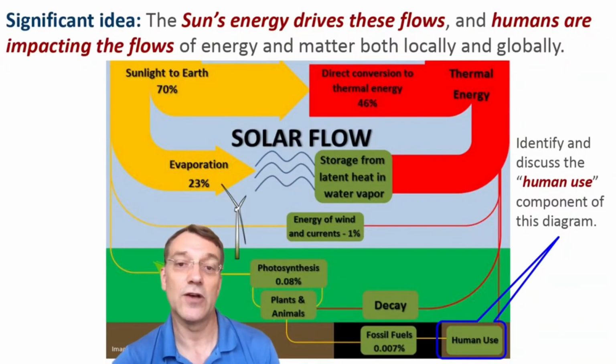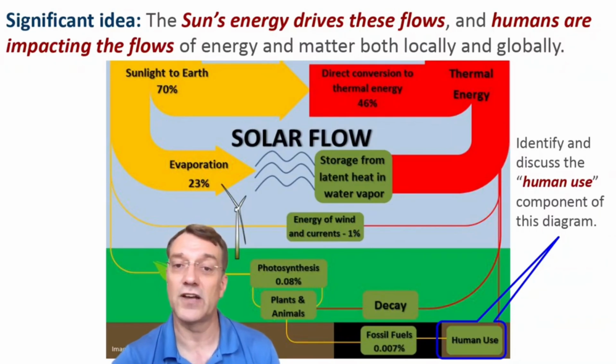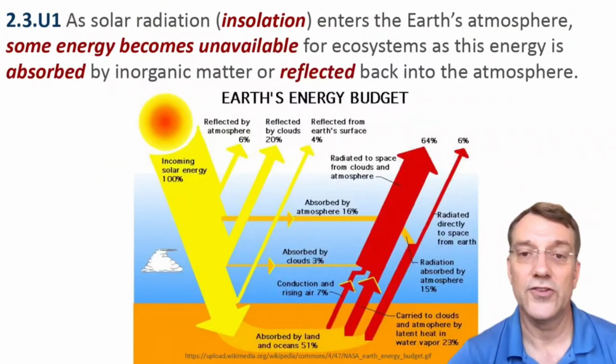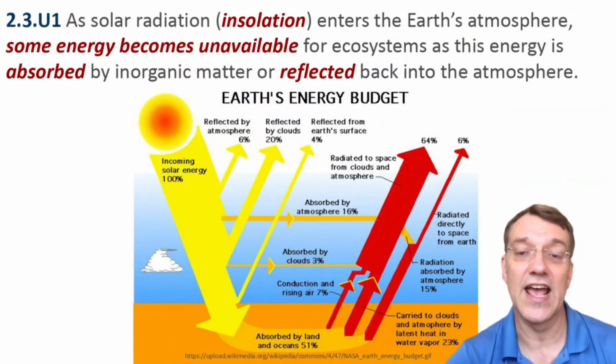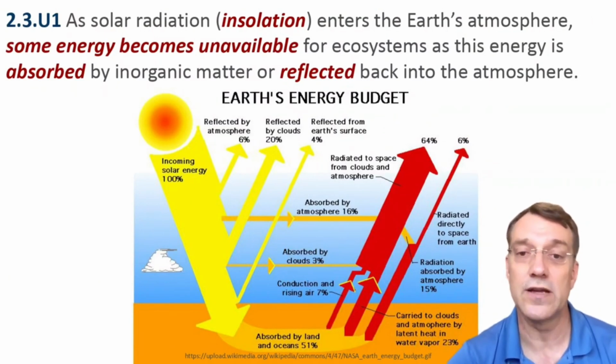This diagram shows how solar energy is distributed through Earth's systems. Only a tiny fraction, about 0.08%, is captured by photosynthesis, while most of it becomes thermal energy. Notice the human use component, which taps into fossil fuels. This is ancient solar energy that's been stored for hundreds of millions of years. As solar radiation or insolation enters Earth's atmosphere, much of it becomes unavailable for ecosystems.